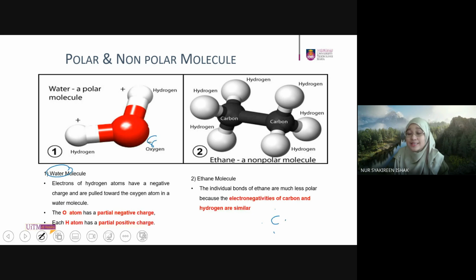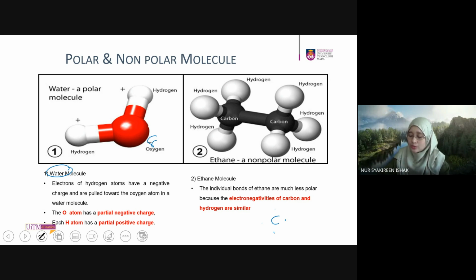It says here the individual bonds of ethane are much less polar because the electronegativities of carbon and hydrogen are similar. So carbon shares its electrons with the hydrogen atoms that surround the carbon. This makes the covalent bond between the carbon and hydrogen within the ethane molecule non-polar because the electrons are shared equally.